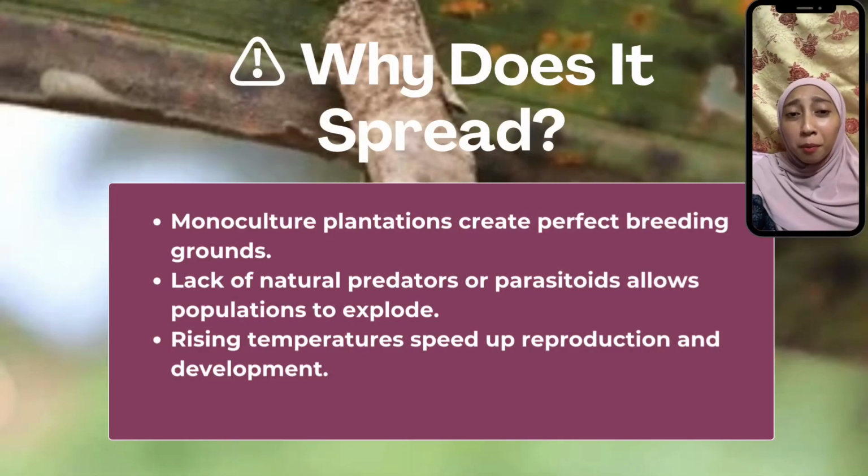So why can bagworms become such a big problem? First, because oil palm plantations are usually monocultures, meaning only one crop is planted over a large area. This makes it easier for pests to spread. Second, sometimes natural enemies like parasitoids and predators decrease, often due to overuse of insecticides. Third, hot and dry weather encourage faster reproduction of the bagworm.